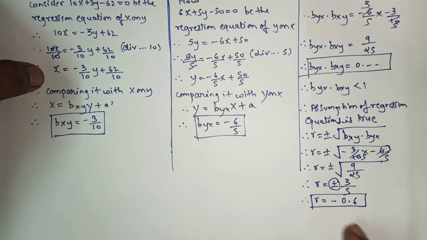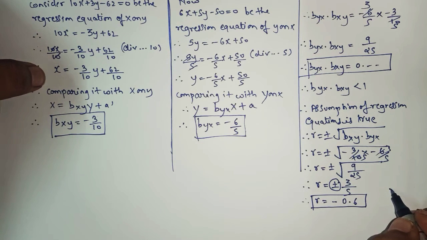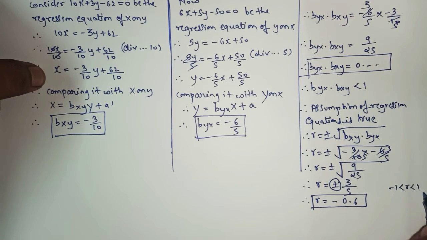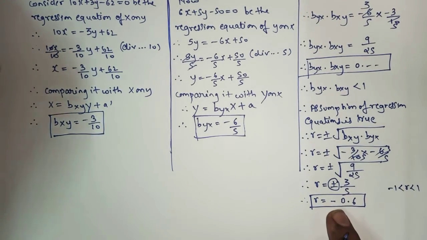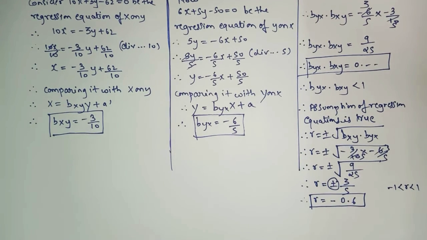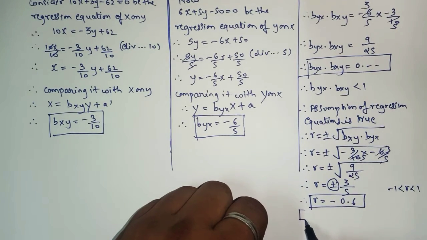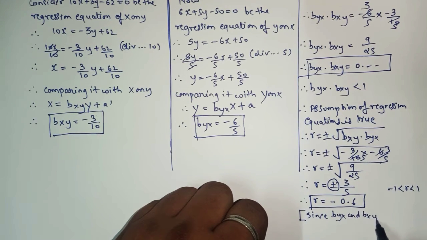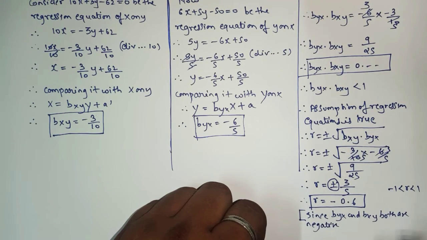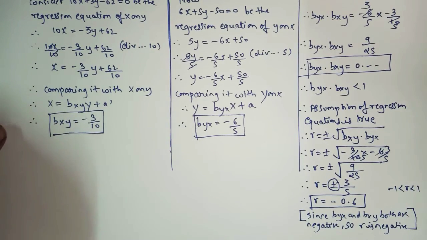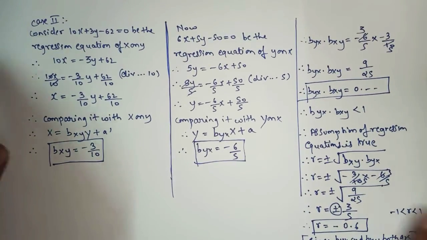So when you divide this number, you will get 0.6 as the answer. And here we got the answer in the range, as I told, it should lie between minus 1 and 1, either plus 0 point something or minus 0 point something. Okay, so in this way you will find your answer. And here you will write the reason that since byx and bxy both are negative, so r is negative. Understood?